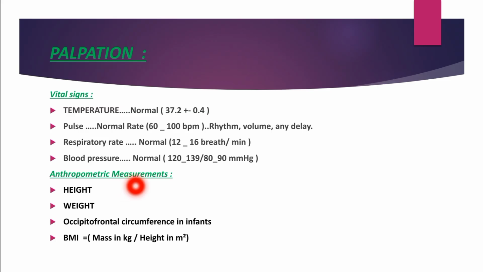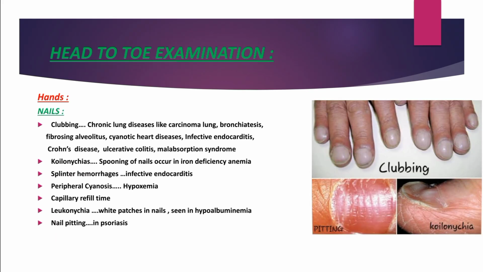The next one is the anthropometric measurements. So the anthropometric measurements include height. So measure the height of the patient. Also measure the weight of the patient. And in children, measure the occipital circumference. And at the end measure the BMI of the patient. And the BMI is calculated as mass in kilograms divided by height in meters squared. And the normal BMI ranges from 18 up to 25.